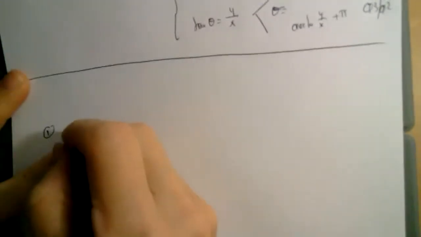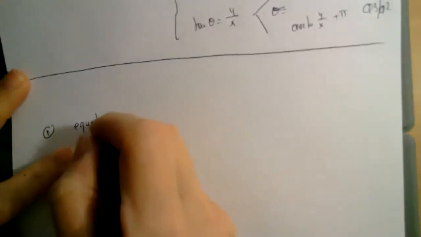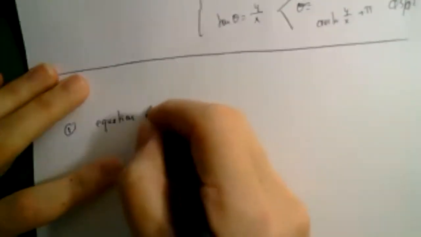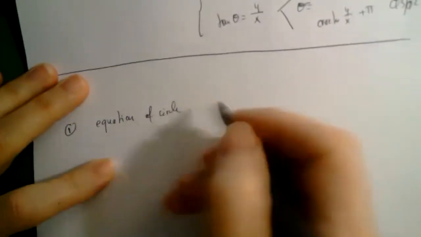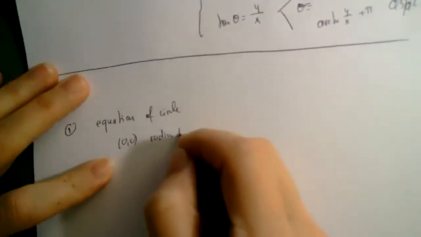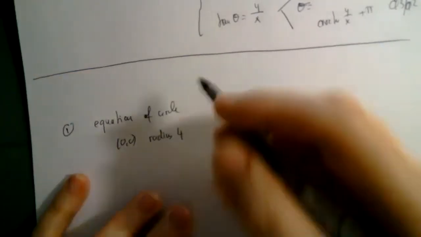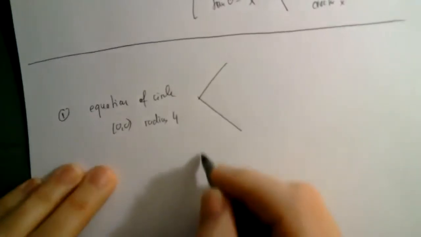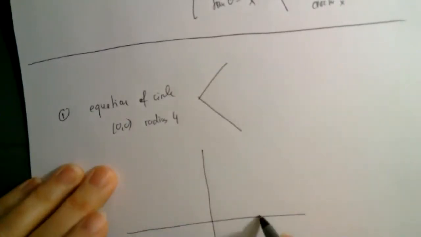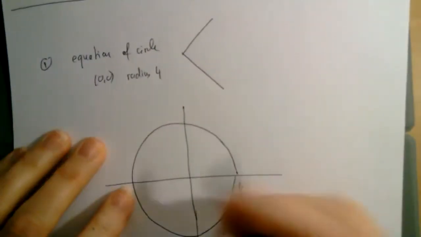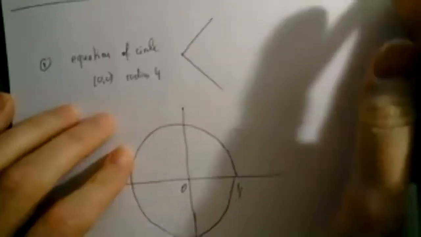suppose I have a circle centered at the origin and radius 4. I just picked 4. So this circle has 2 different equations. So this is my circle. Okay, that's my circle. I centered it at the origin. I have 2 different equations.